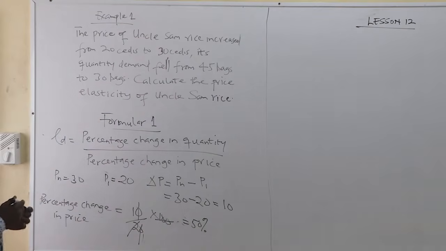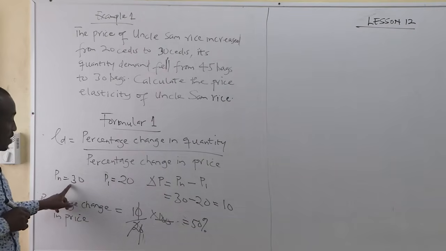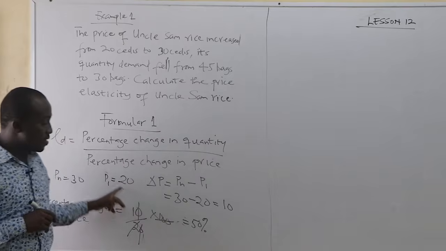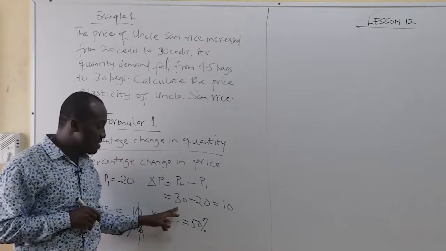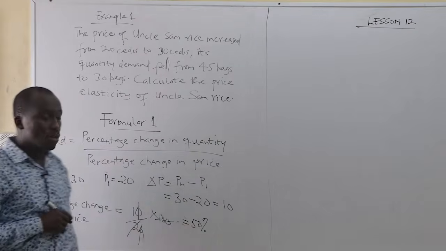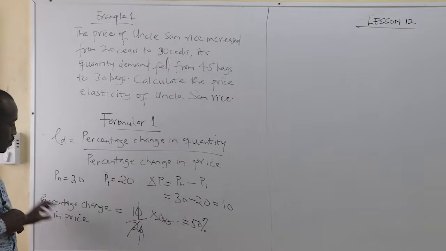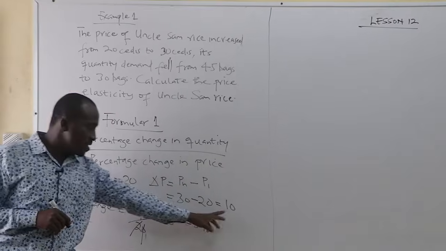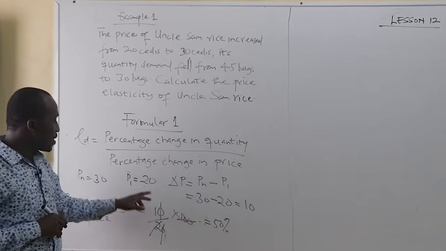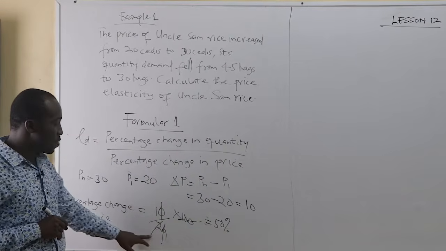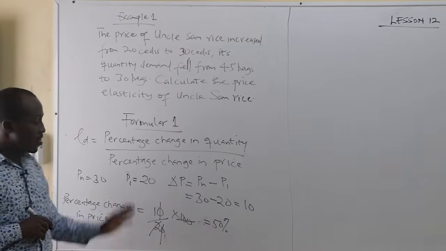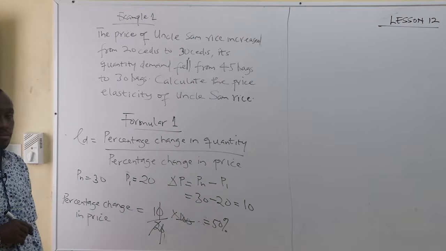So the formula is the percentage change in quantity demanded over the percentage change in price. You have seen the percentage change in price. We found out the new price was 30, the initial price was 20, and therefore the change in price is 30 minus 20. That gives you 10. So if you want to find the percentage change, then the change, that's the 10, divided by the initial price, that's 20, times 100. And when you cancel it, you're going to get 50%.